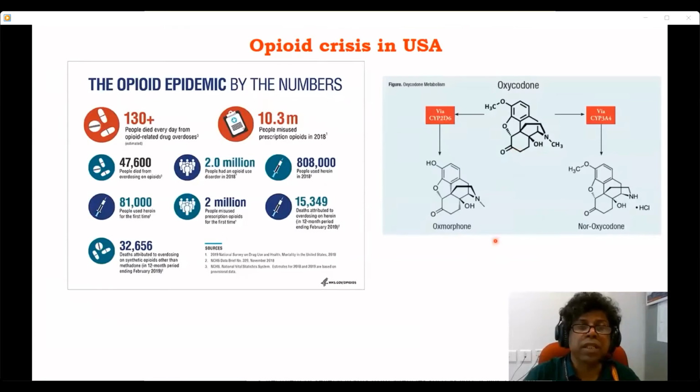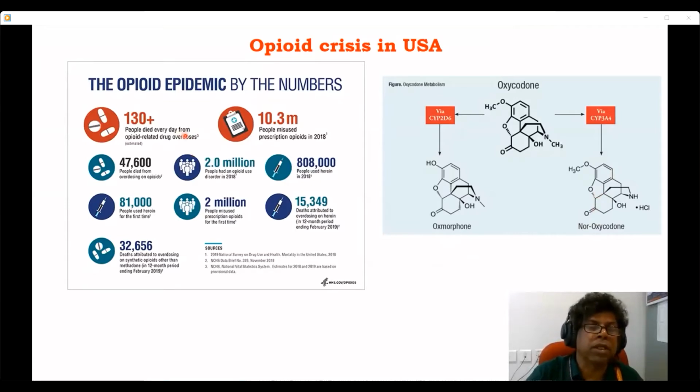So as I mentioned in the previous slide, the CYP2D6 enzyme is important in the metabolism of pain medication, particularly opioids. So here I'm giving an example of how these enzymes are important. That is what you see in the United States, the opioid crisis, where the number one selling drug is oxycodone, which is metabolized by CYP2D6 or CYP3A4. And the metabolism of this drug is important for the therapeutic effect also. So by CYP2D6 you get oxymorphone, whereas by CYP3A4 you get noroxycodone.